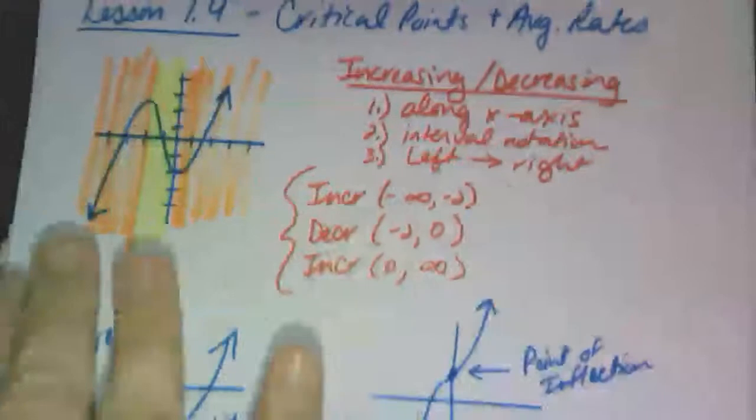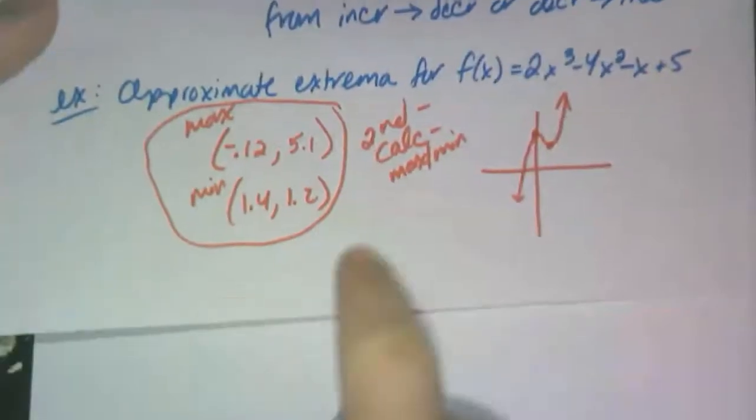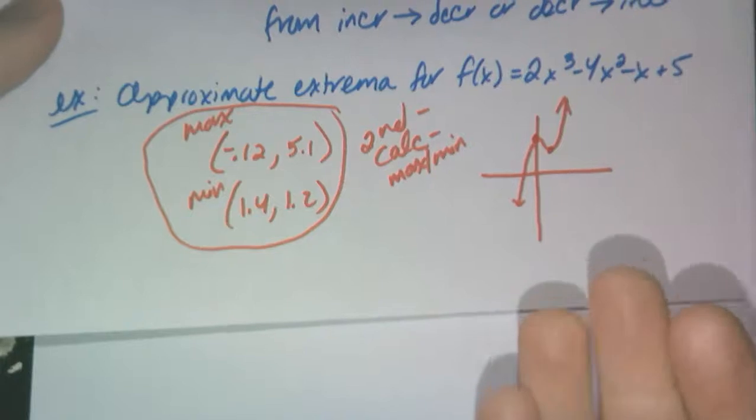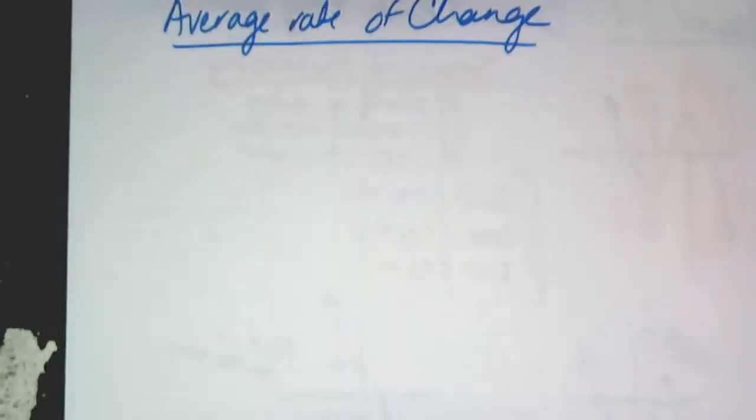So again, the first part is where is it increasing, write it in interval notation. The second part is approximate the extrema. You can do that with the calculator, totally easy. The third and final part is actually my favorite, but it kind of disappoints me that my calculus students don't remember it. It's called average rate of change.